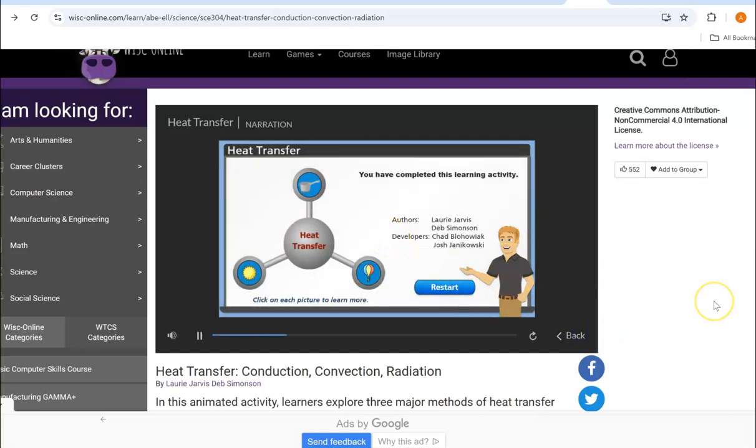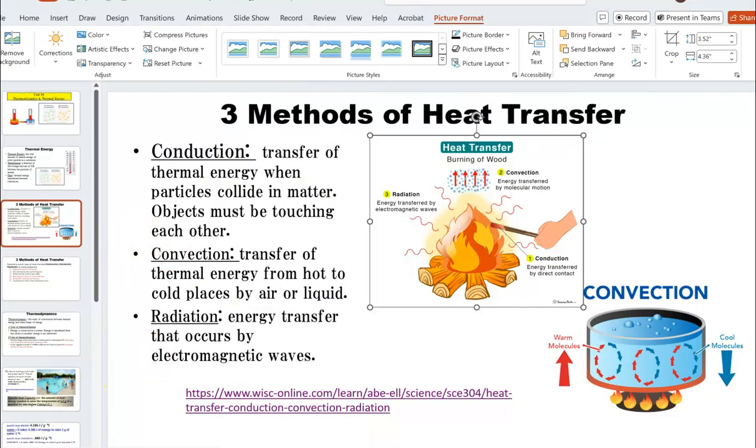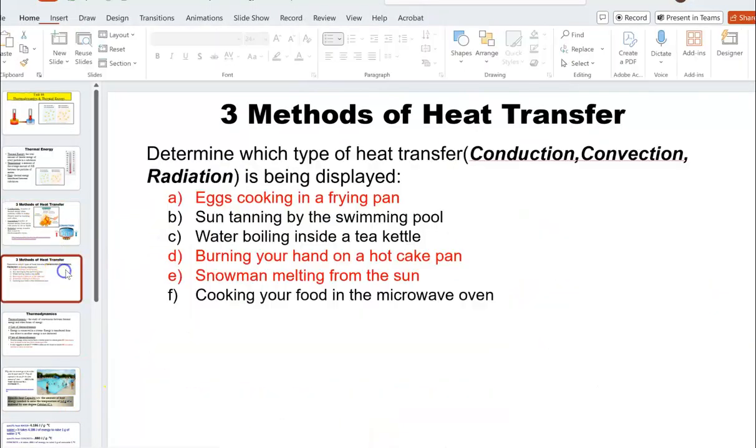You have completed this learning activity: heat transfer, conduction, radiation, convection. I think that is a great example of those three methods of heat transfer. Okay, before we say goodbye, I want to do just a quick check here. It says determine which type of heat transfer: conduction, convection, radiation.